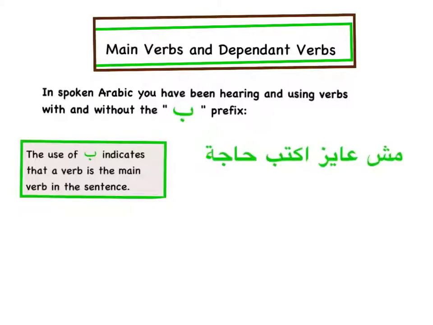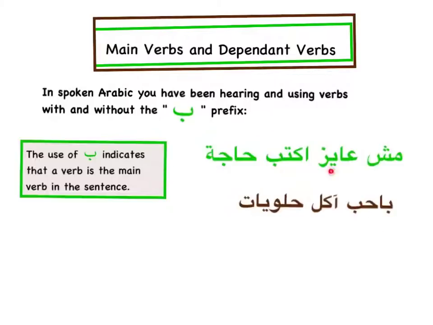مش عايز أكتب حاجة and بحب أكل حلويات. Between the two sentences, you have two verbs, أكتب and بحب. And as we said, if you have a be with a verb, then it's a main verb. So in بحب أكل حلويات, أحب is the main verb.